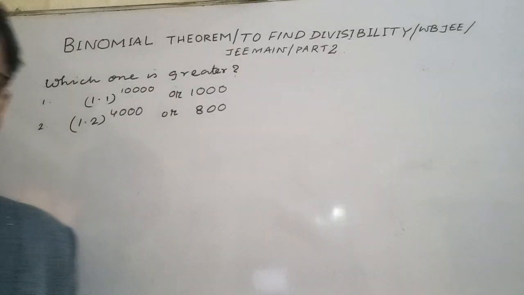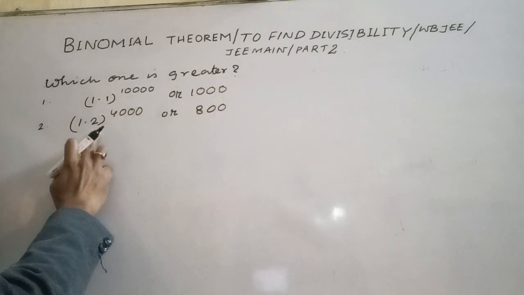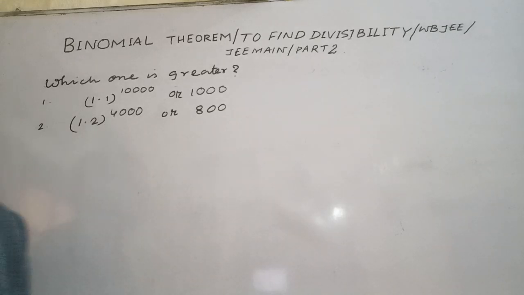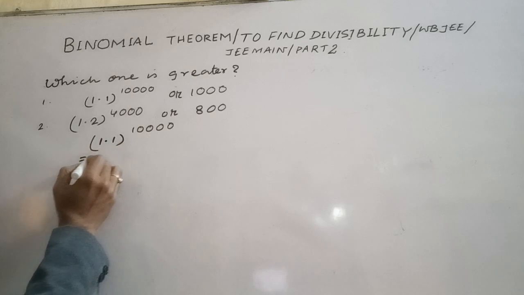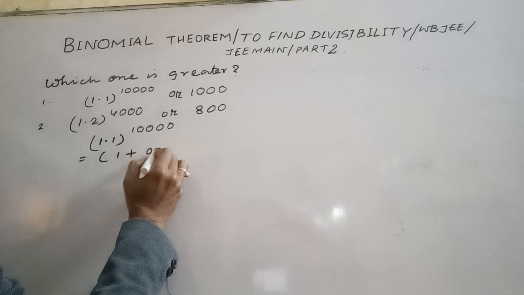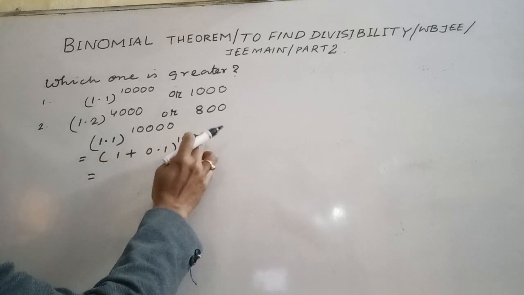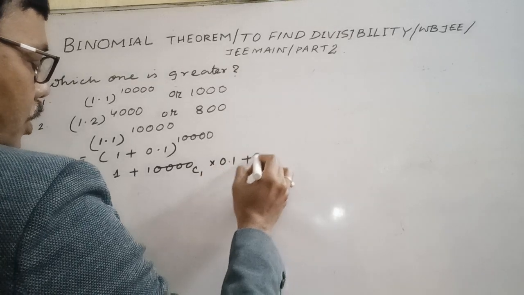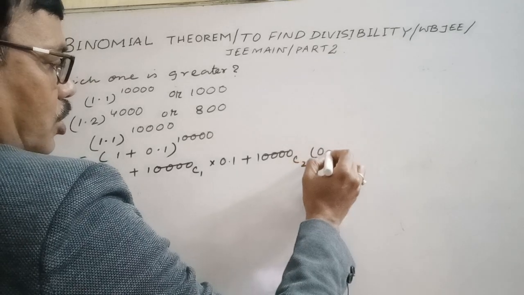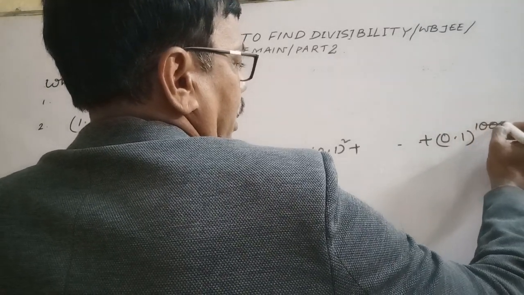Now we consider two problems. Which one is greater? 1.1 whole to the power 10,000 or 1000? 1.2 whole to the power 4,000 or 800? 1.1 whole to the power 10,000. So this is very near to 1. You can write it as 1 plus 0.1 whole to the power 10,000. Now expand it. 1 to the power anything is 1. 10,000 C1 into 0.1, 10,000 C2 0.1 whole square, and finally 0.1 whole to the power 10,000.